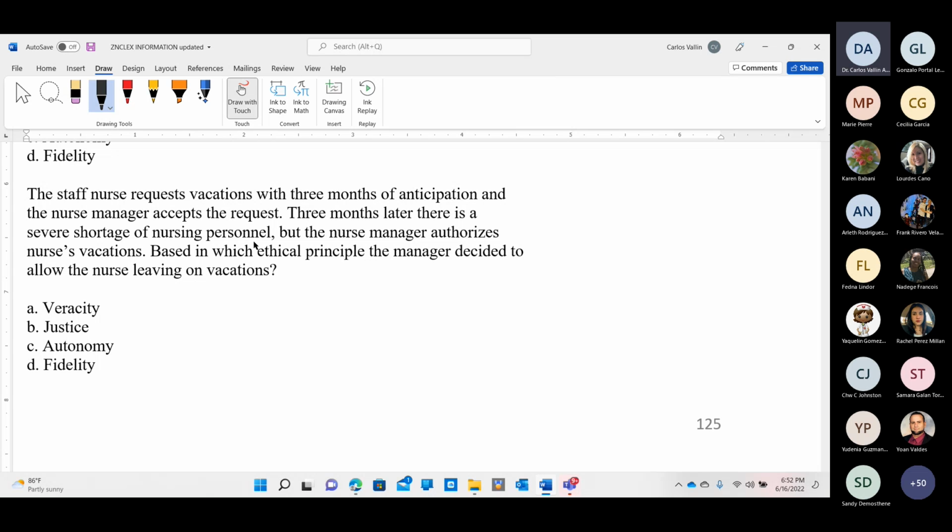Okay, trying to imagine that because many of you work. 3 months later, you already bought your ticket for Cuba, Haiti, or wherever you go. Okay, 3 months later, there is a severe shortage of nursing personnel, but the nurse manager authorizes the nurse vacation, no matter the shortage. Based on which ethical principle the manager decided to allow the nurse to go on vacation? Veracity, justice, autonomy, or fidelity?